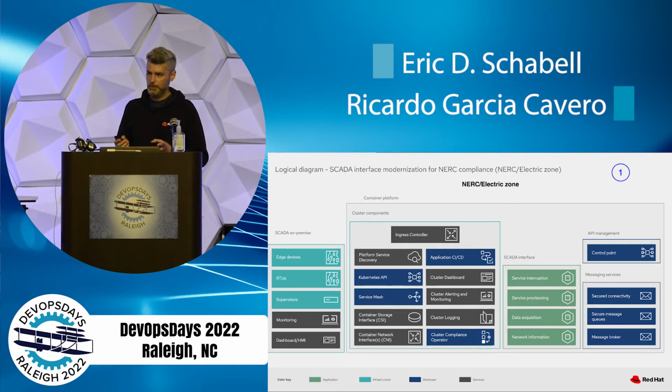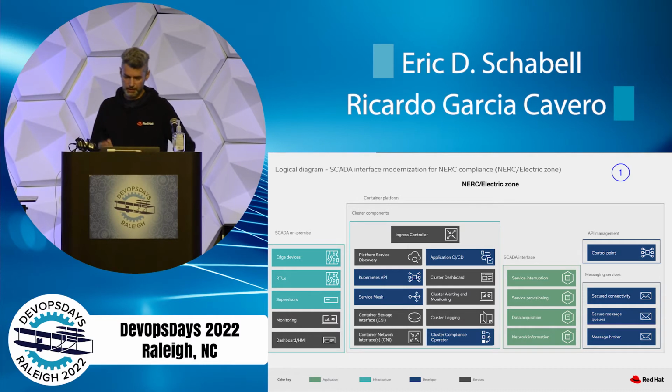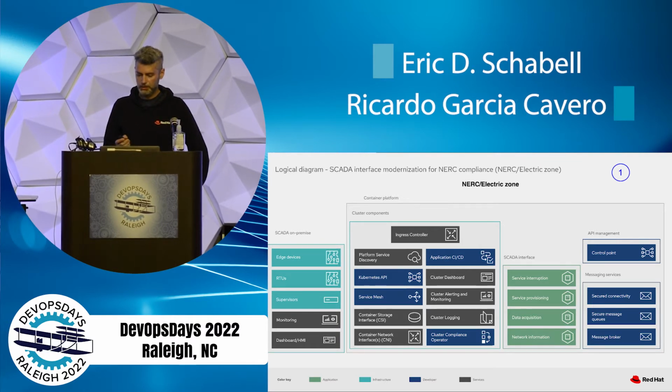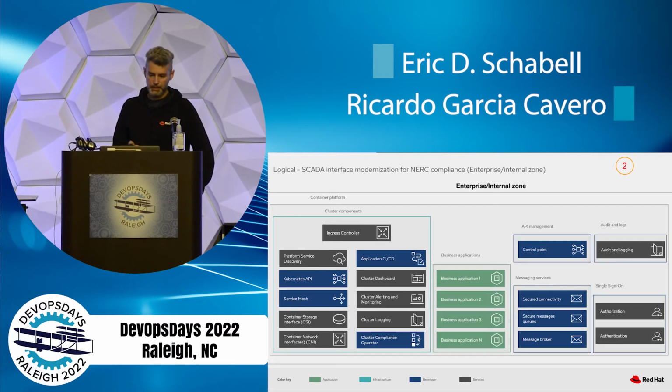So the API management that we will see in more detail, because in the logical diagram we don't mention the applications or the implementations per se, it's just a general representation. And we have messaging services, to ensure the secure connectivity between both zones and to have a message queue to exchange information.